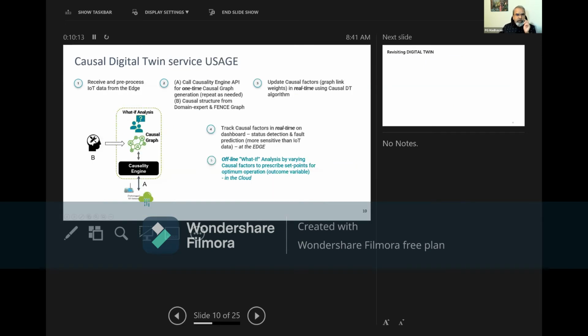But this is probably more important. How does this causal digital twin service work? It's like most other ML type. The connectivity from the edge is there, and then you collect a whole bunch of data. So this is like a training, testing kind of regime. So you call the API, the Causality Engine API, to generate what is called a causal graph. This is a key piece of information. This actually tells you what are the potential causal connections between them.